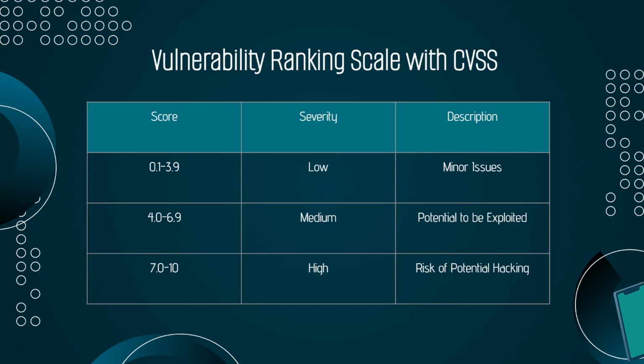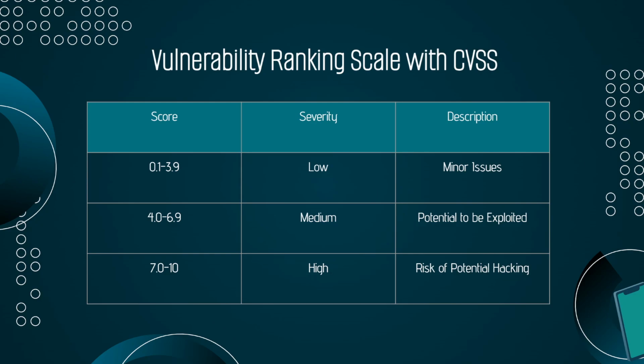So for the vulnerability ranking scale, we use something called CVSS, or Common Vulnerability Scoring System, and this provides a numerical, quantitative way to measure the severity of a vulnerability. So of course, scores from 0.1 to 3.9 are considered low, meaning they pose minor security issues, as in the case with the Windows server, TCP timestamps being exposed. That's an example of a low severity.